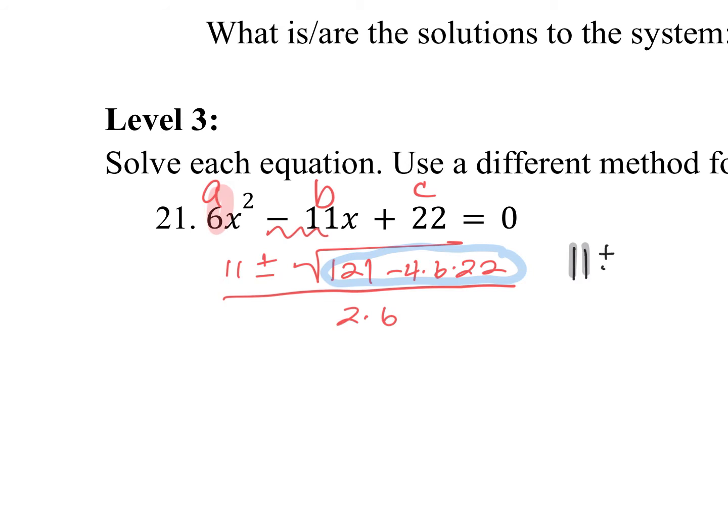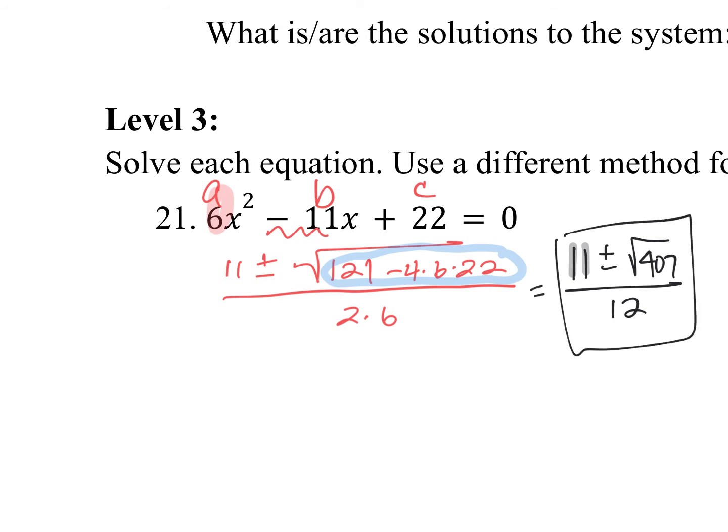11 plus or minus the square root of negative 407 all over 12, which is fine as an answer, actually, because this doesn't simplify, so I can do that. If you had done completing the square, you would probably have 11 twelfths plus or minus the square root of negative 407 over 144, and I would accept that as well. It's just that that would simplify or be equivalent to it.